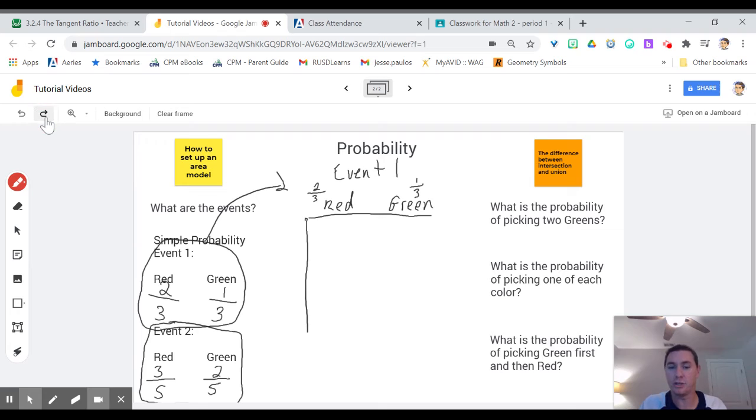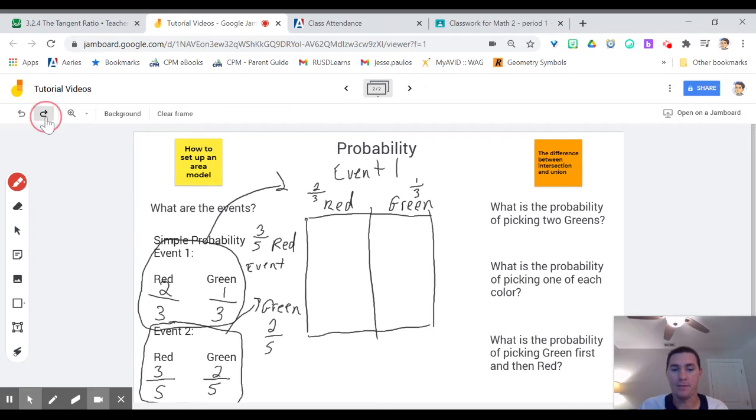Now for event 2, that's going to go for our width. And event 2 has 2 outcomes, and we put red and green. And then next to those, we put the probability of red and the probability of green. And so we've got our length, event 1, and our width, event 2. All right, this creates a two-way table, a 2 by 2.